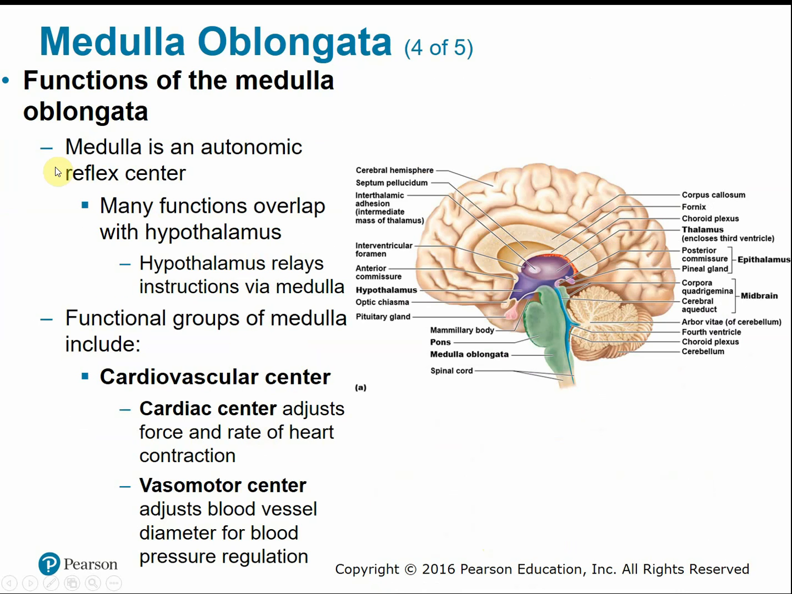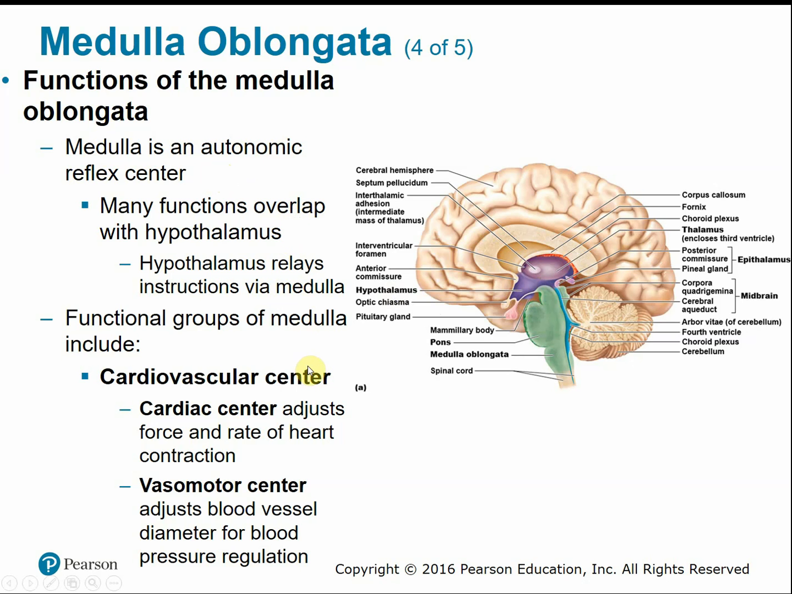So some functions of the medulla oblongata, again, just part of that lizard brain, just keeping you alive and your body functioning. It's your autonomic reflex center. So we said the hypothalamus is the main control center of autonomic or basic body functions. So there will be some overlap between the hypothalamus and the medulla oblongata.